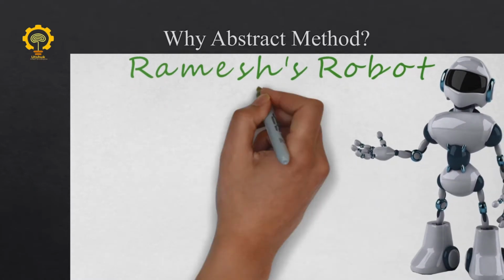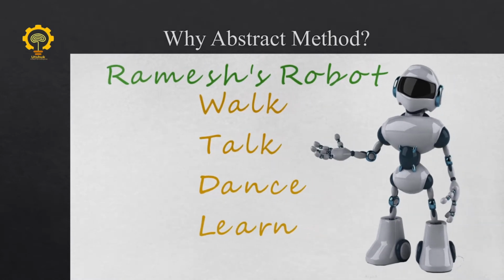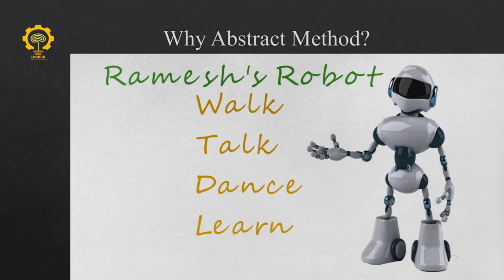Now he knows that he could include properties like walk, talk, dance and learn to invent the robot, but whenever the implementation part arrives, he only knows the implementation of the walk method. He doesn't know about the talk, dance and learn methods. But he knows that it must have the properties to talk, dance and learn, but he doesn't know the implementation. In that case he can define the walk method with the implementation part, and the other functions like talk, dance and learn can be declared as abstract methods.